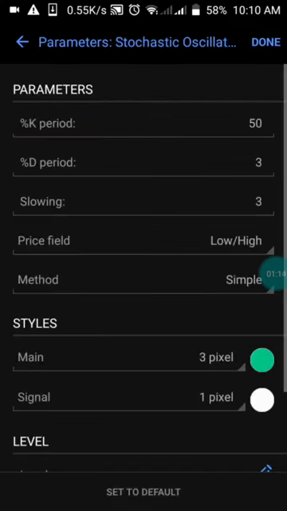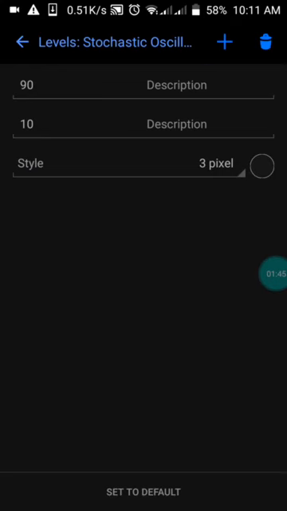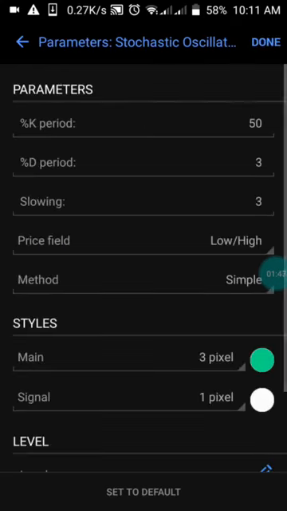So we have the oscillator. We have the K period to be 50, the D period to be 3, the slowing to be 3, the feed to be low/high, and the method to be simple. And we have our color here. You can choose any color of your choice, but make sure the white that I have here is also the color of your background. So if you are using a black background, make sure you choose black here. And I have the two levels here, which are 90 and 10. These two levels are very important in the oscillator settings.